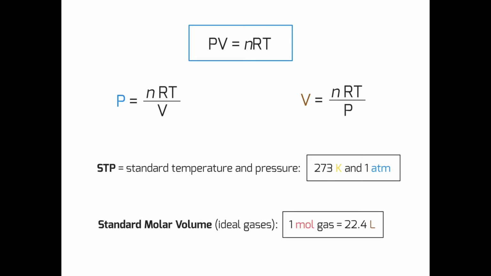Another relationship that you need to be aware of is standard molar volume, and this is true for ideal gases only. And what this tells us is that 1 mole of gas occupies a volume of 22.4 liters. So this gives us a conversion factor for ideal gases.